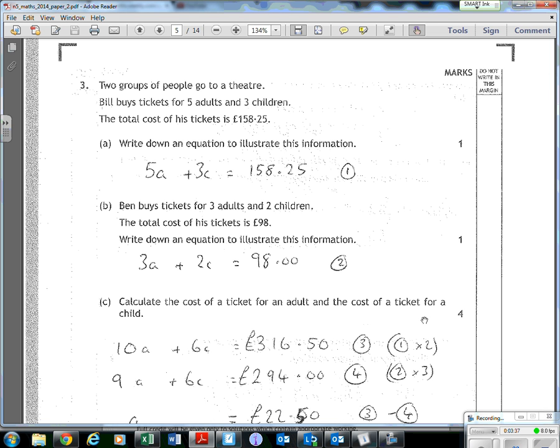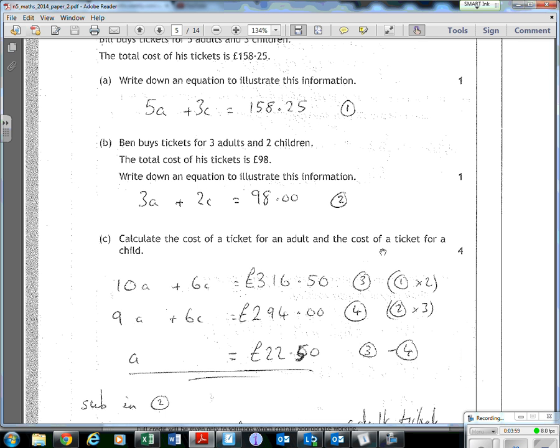Question number 3, simultaneous equation question. Bill buys 2 tickets for 5 adults and 3 children. The total cost of his tickets is £158.25. Write down an equation. So hopefully we're okay here. So 5a add 3c for adults and children, 5a add 3c equals 158.25.